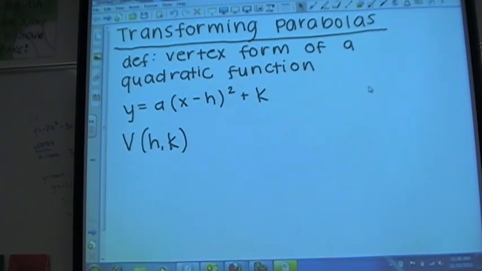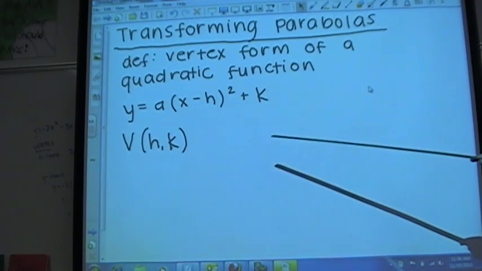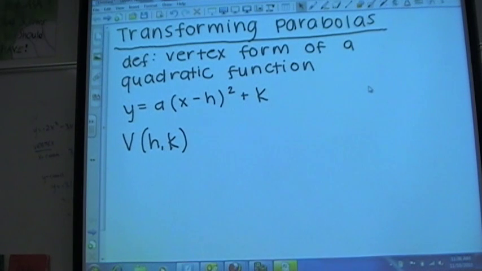Your vertex, if it's in vertex form, is easy to find. It's just (h, k). Now your a value does not change from standard form to vertex form. So when we get into the last example, when we're finding our a value, if we're given the standard form a value, then we know the a value in vertex form. Okay?